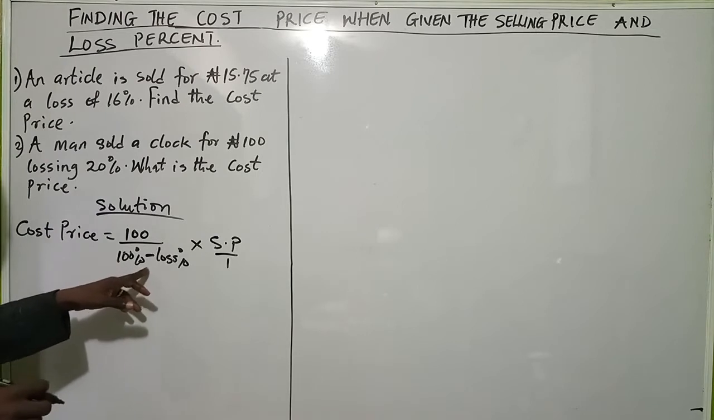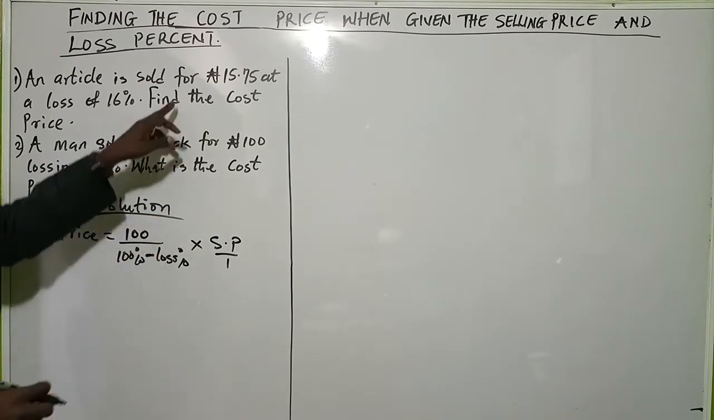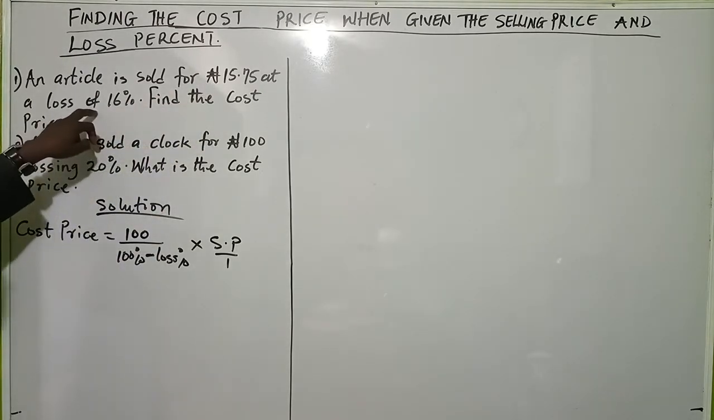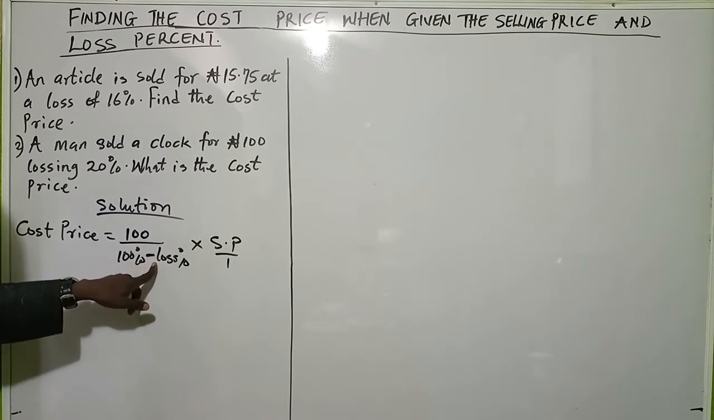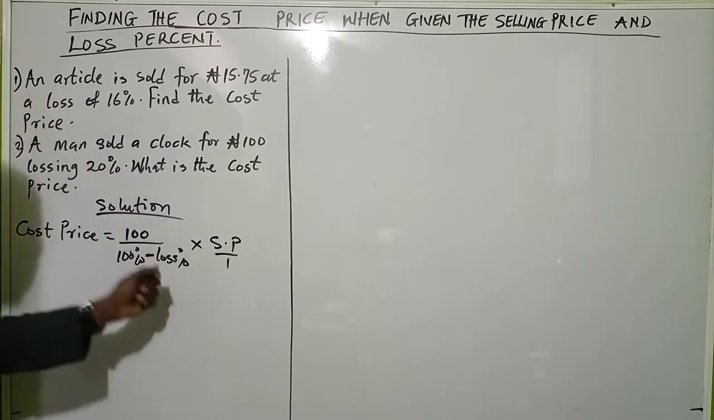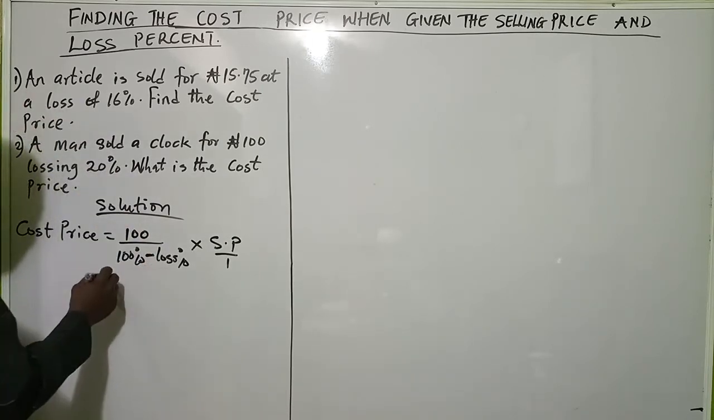100 over 100% minus, because we are having loss percent. Loss percent is what is given to us. So that is why we are now having minus here. But if it was gain, it's going to be plus. So we continue now.